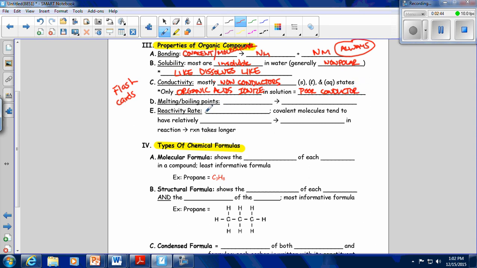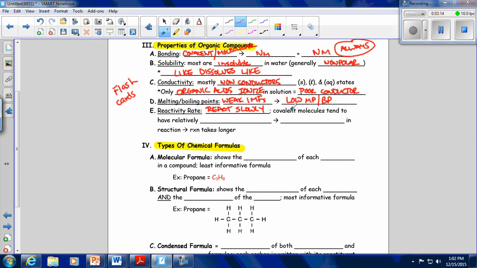Melting and boiling points. Very weak intermolecular forces. Therefore, they have low melting points and boiling points. So in other words, they're going to melt and boil very easily. Reactivity rates, how fast they react. These organic compounds react slowly.